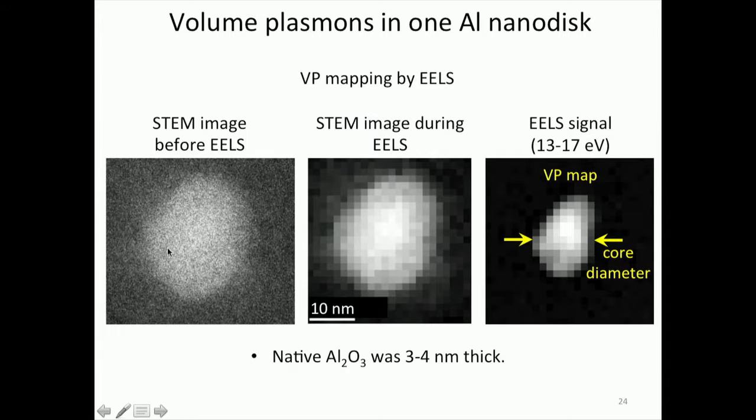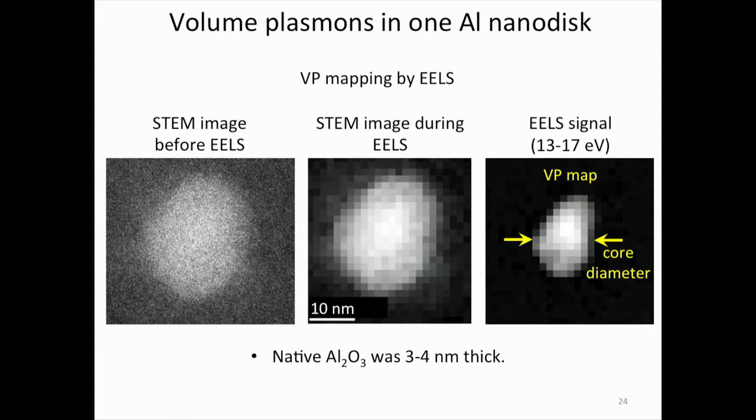So here is one example of one structure that we study. This is a STEM image before EELS, and in the middle there's a STEM image during EELS. Again, we took about 1 to 2 nanometer step size. So in each pixel here I have one spectrum, and then I can process each different spectrum in order to select the different resonance modes.